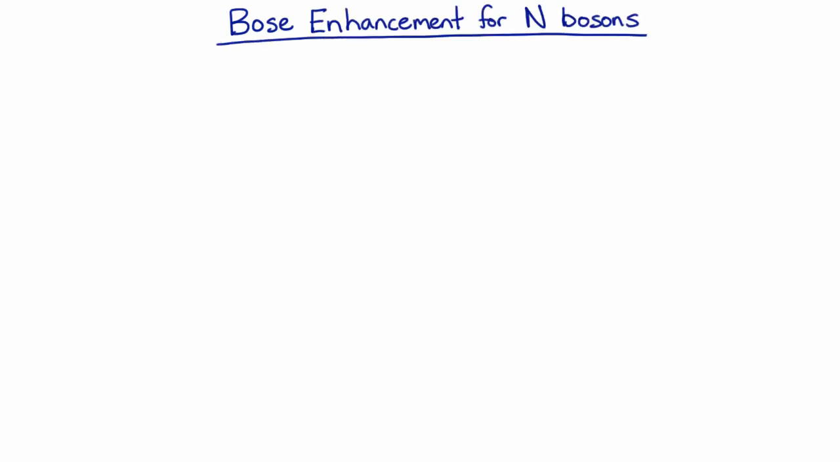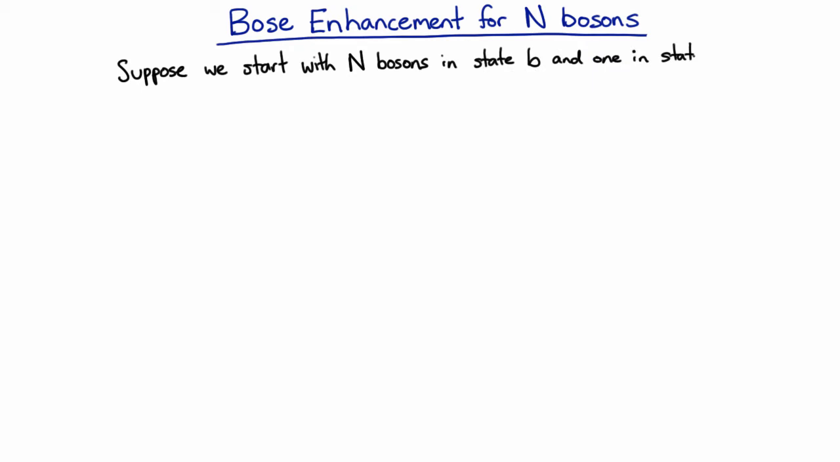So in the previous video we did boson enhancement for 2 bosons, but suppose we start with n bosons in state B and 1 boson in state A. And of course we're still trying to couple the bosons from state A over into state B. So our Hamiltonian is going to look just like a straightforward generalization of the one we had for the 2 boson case.